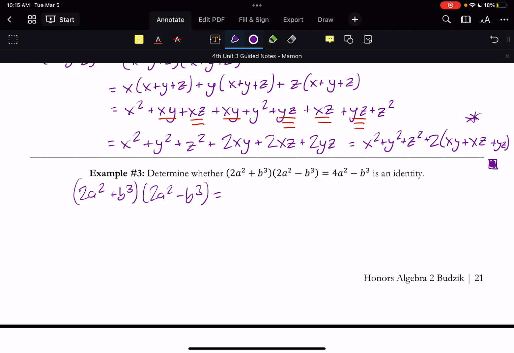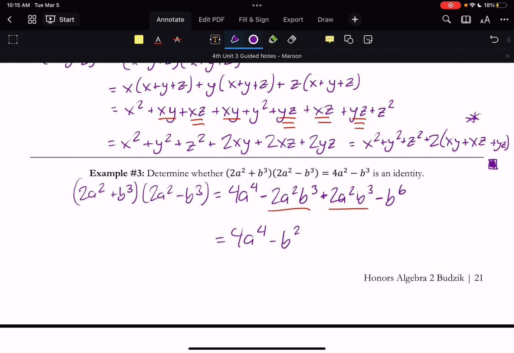So 2a squared times 2a squared is 4a to the fourth. 2a squared times negative b cubed is minus 2a squared b cubed. Now distribute b cubed. So b cubed times 2a squared is plus 2a squared b cubed. Plus, and then b cubed times b cubed is going to be b to the sixth, applying that exponent. Okay, and now I look at my like terms. So I can combine those two, and they're going to cancel each other out. And that leaves me with 4a to the fourth minus b to the sixth.